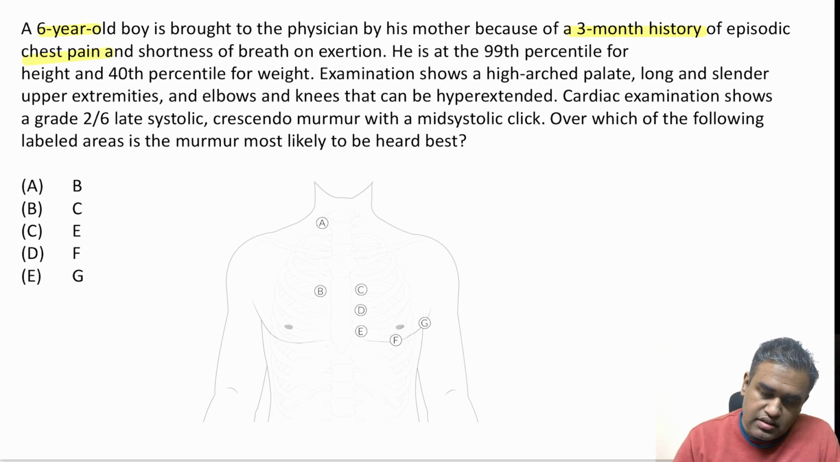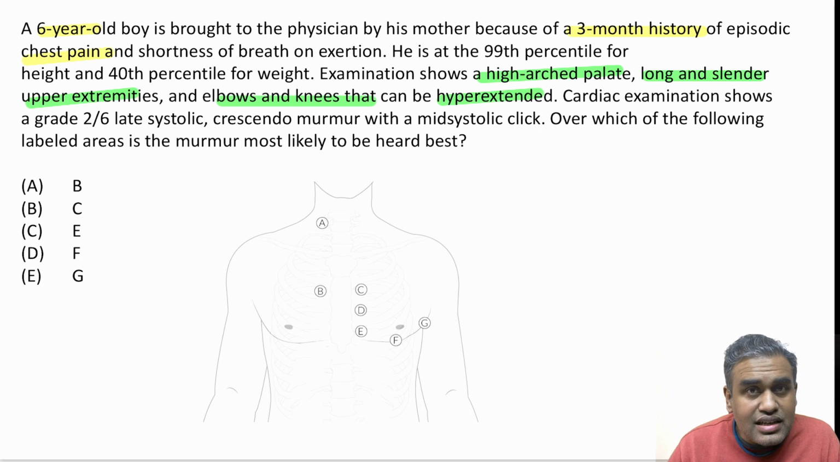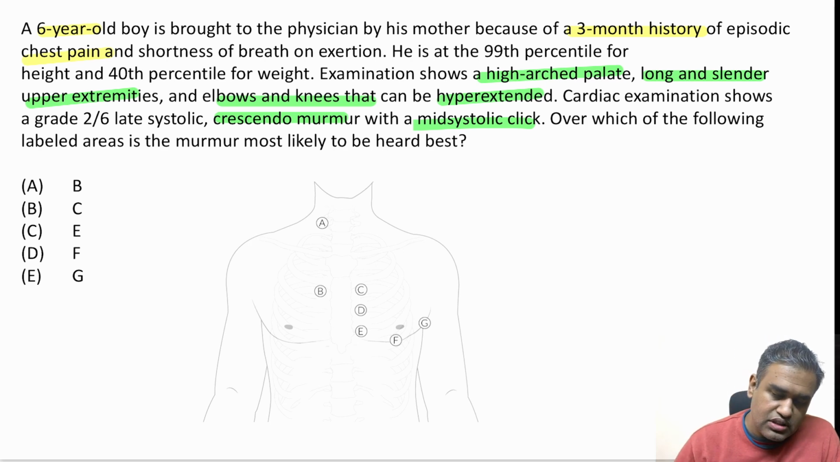Now here are findings. Examination shows a high arched palate, long and slender upper extremities, remember pathology as well, and elbows and knees that can be hyperextended, right? Cardiac examination shows a grade 2/6 late systolic crescendo murmur with a mid systolic click. Over which of the following labeled areas is the murmur most likely to be heard best? Very good question, aligned question.